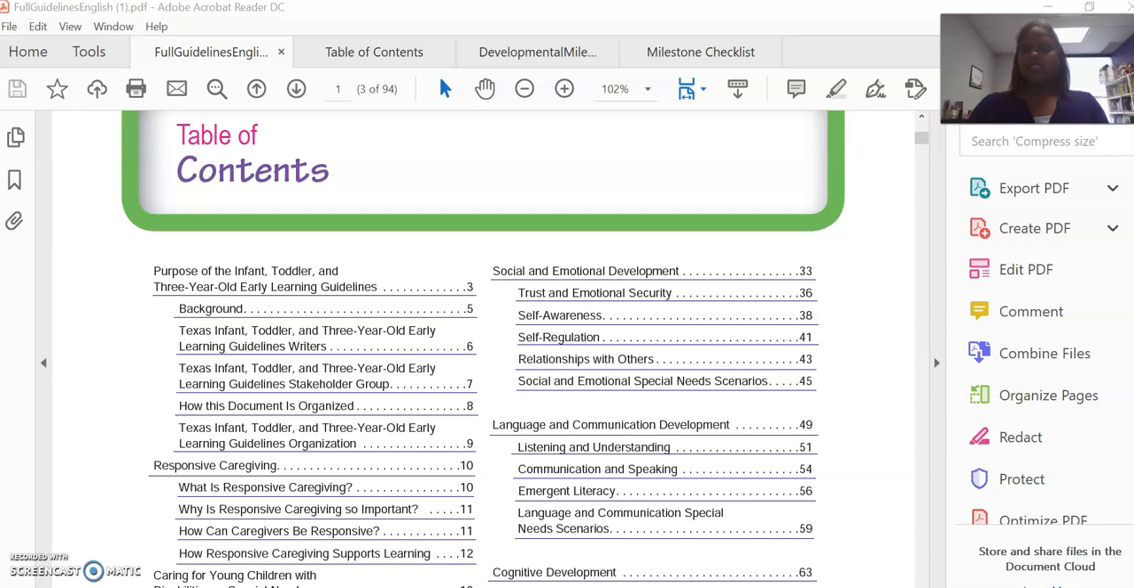Hello everyone. I'm going to discuss why developmental guidelines and developmental checklists are used in different programs for different things. So this first guideline that I have up is the infant, toddler, and 3-year-old early learning guidelines.